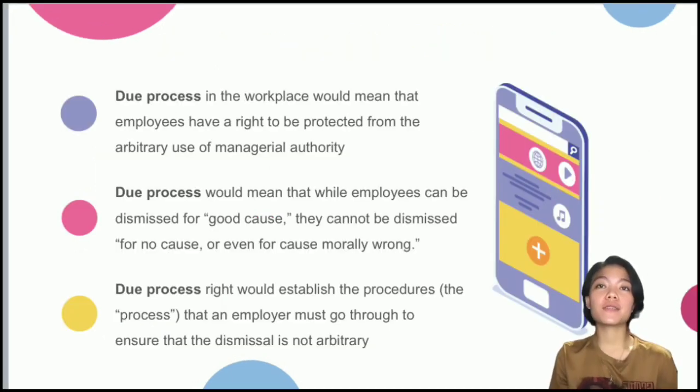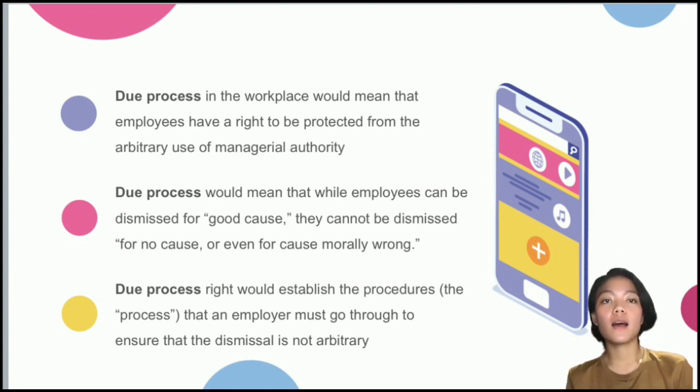First, due process in the workplace would mean that employees have a right to be protected from the arbitrary use of managerial authority. So the employee must understand your expectations and the consequences of failing to meet your performance standards. If a write-up merely documents the performance problem without pointing to the consequence of failure to improve, the write-up will lack the teeth necessary to meet due process guidelines.